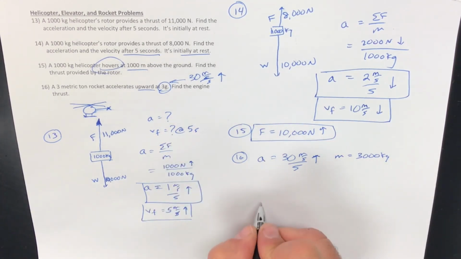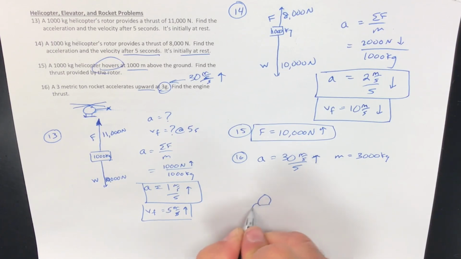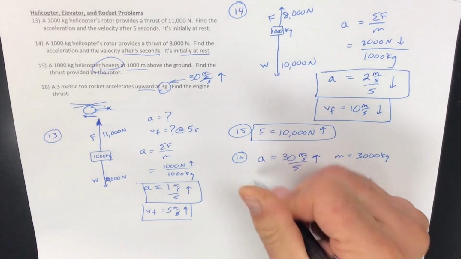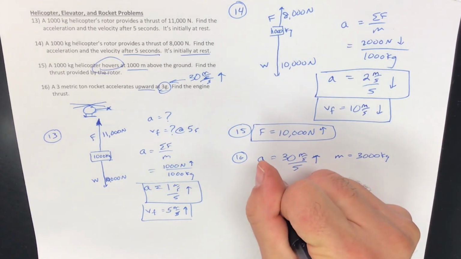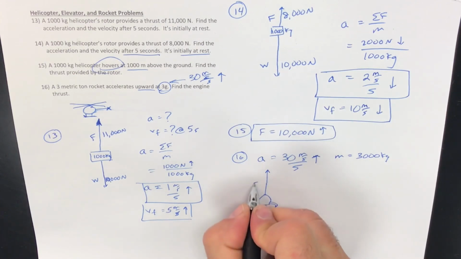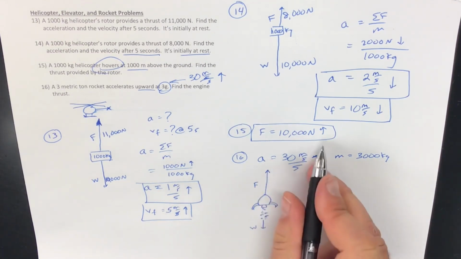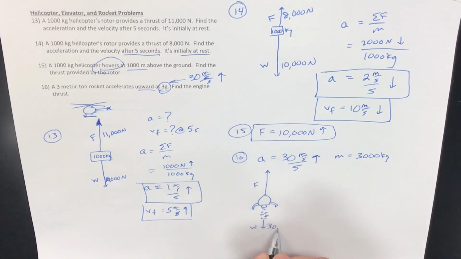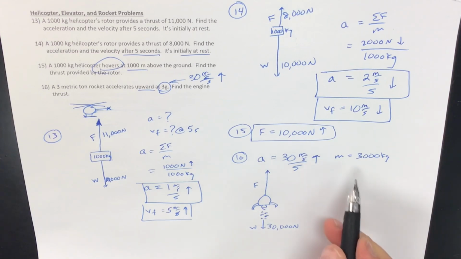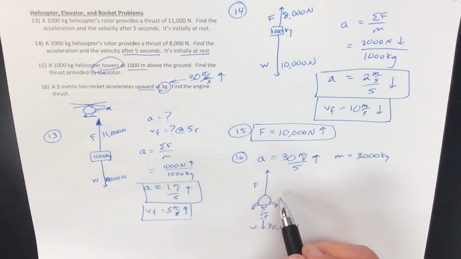Find the engine thrust. So draw your beautiful little rocket, because this is rocket science, people. The thrust force, the force upward, and the weight. I know that thrust is going to be much bigger than the weight. Weight is 30,000 newtons. So multiply by 3, right? 3 times 30,000 is 90,000. I could write 90,000 there.